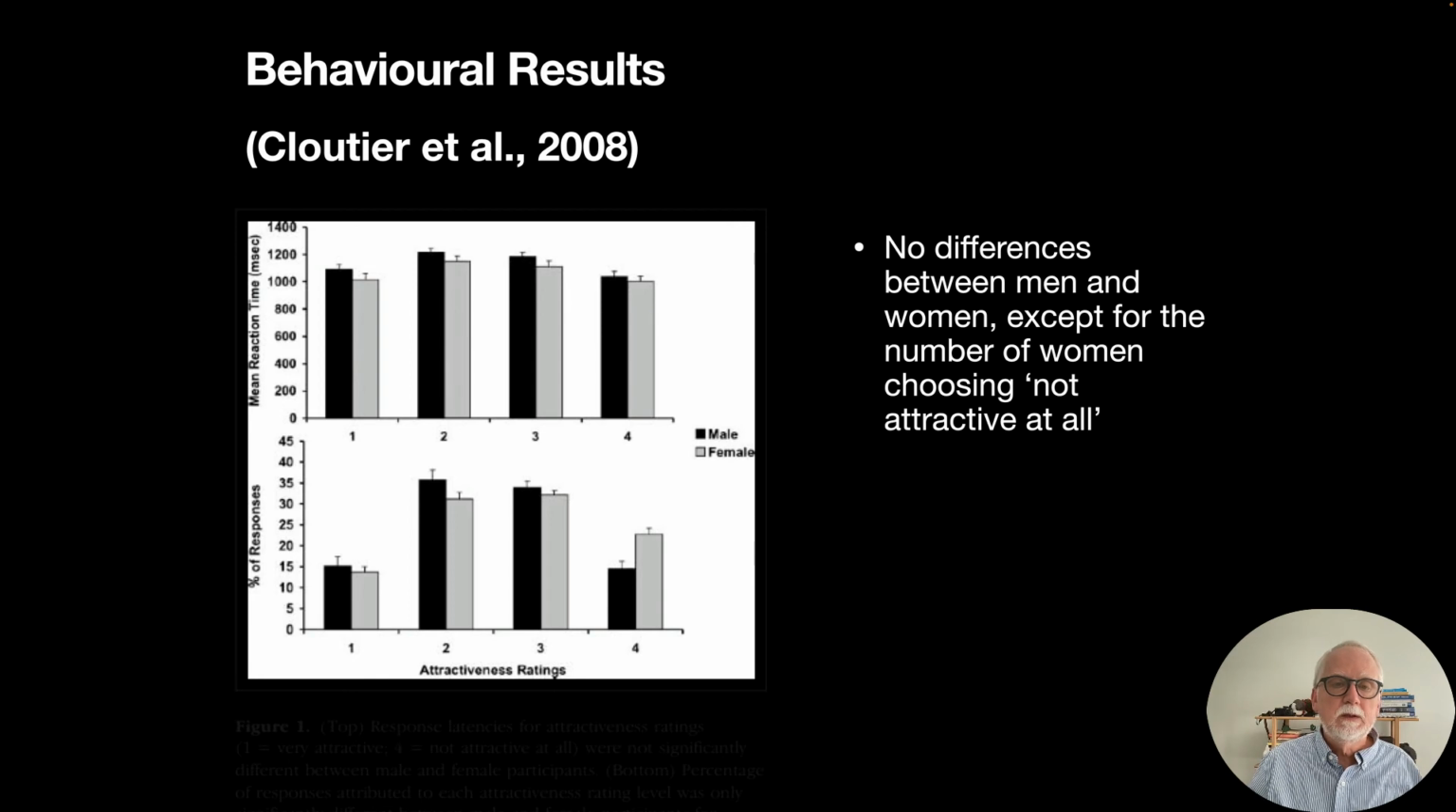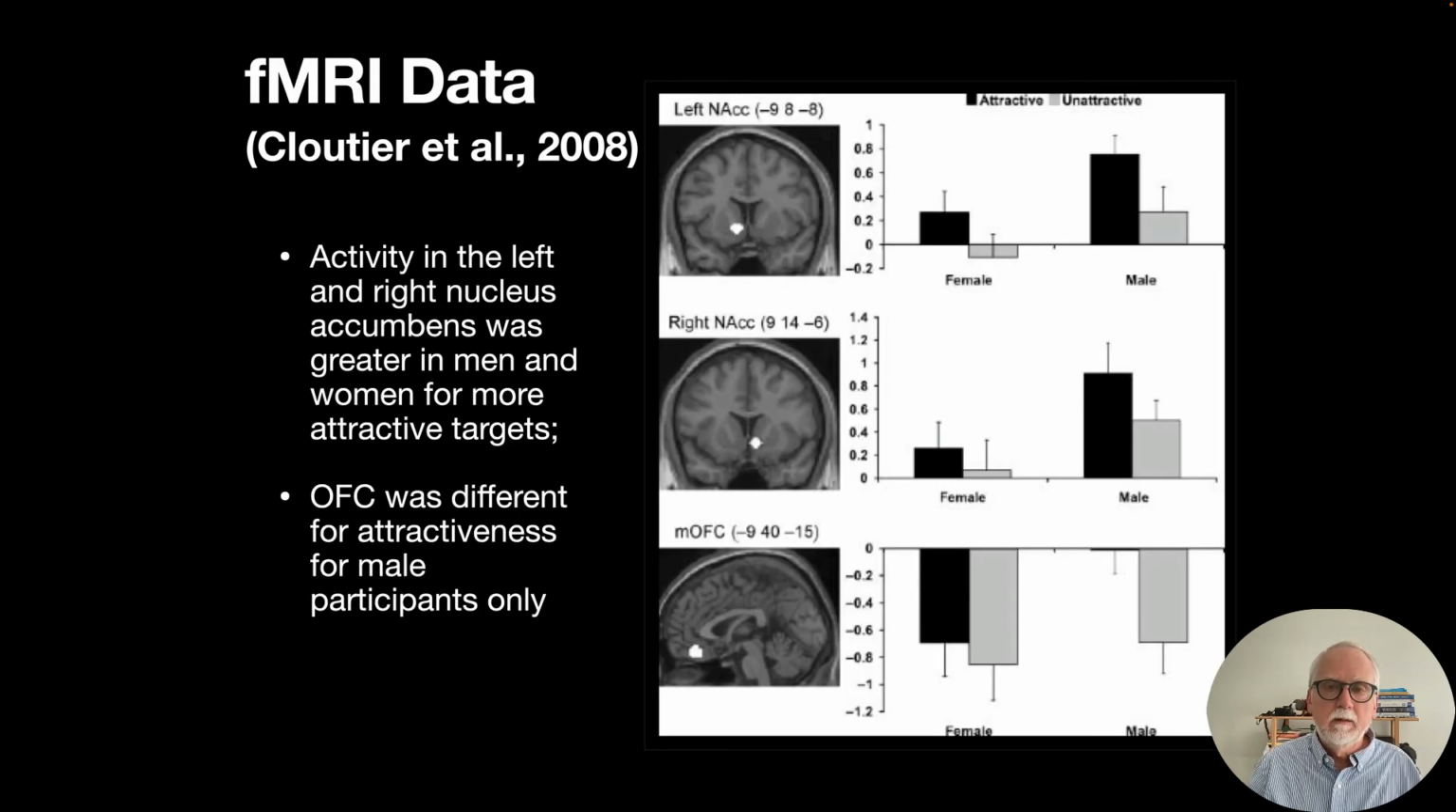But there's really no difference between the males and females, except for down there in the lower right corner, more women were likely to choose that opposite sex target wasn't attractive at all. That's the only place, though, you see it in behavior. Otherwise, males and females were basically responding at the same time and making similar judgments for opposite sex faces. But what about in the fMRI, what was going on? So what we see here is what happens when female participants and male participants are looking at opposite sex photos, and they're looking at attractive faces versus unattractive faces based on their ratings.